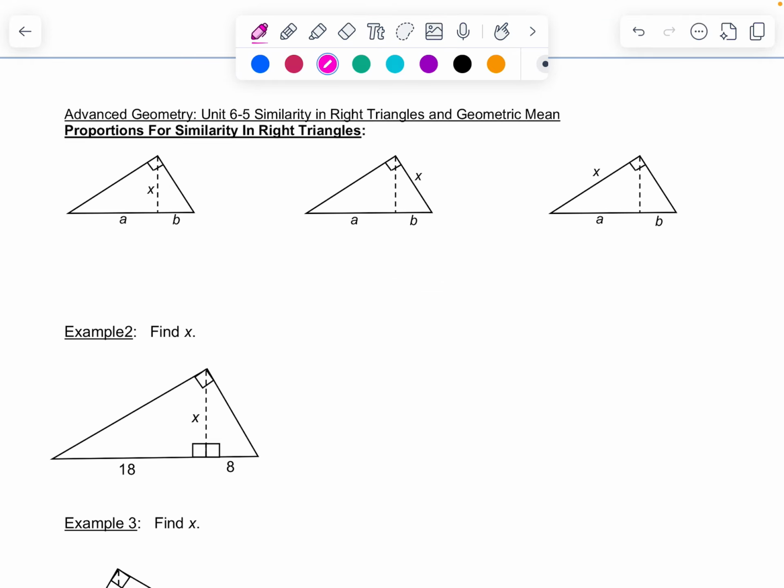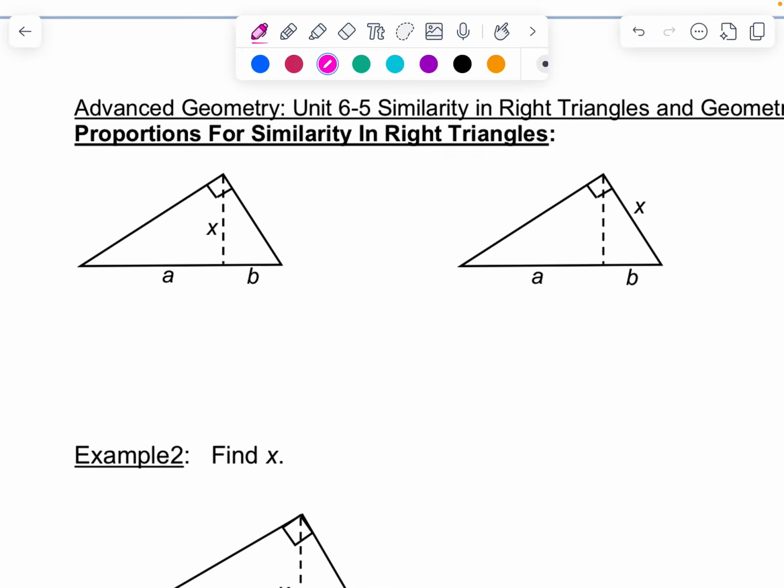So there are really three scenarios that you could see. And that's where you're given your x as the altitude, or you have to solve for a variable where you're given parts of the outsides of the triangle. So with each one of these, we're going to have a formula. So we'll look at the first one. This is our general geometric mean formula. And so this is where if we have a over x, it's going to equal x over b.